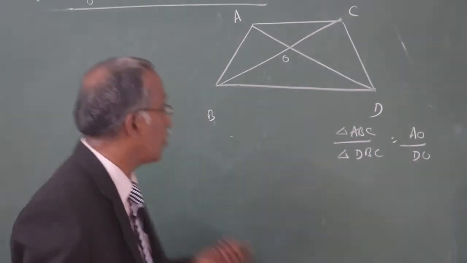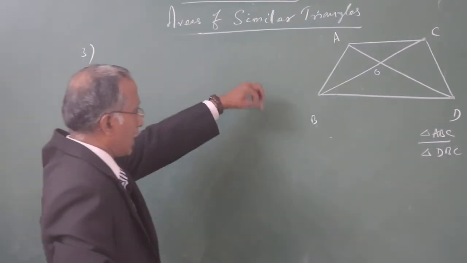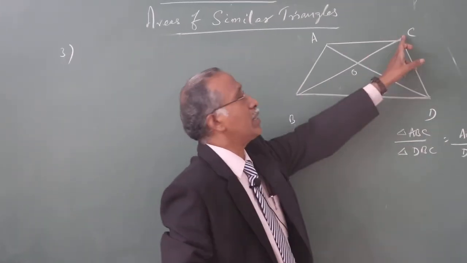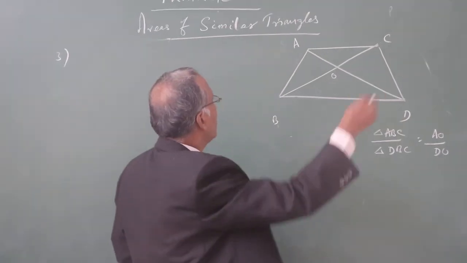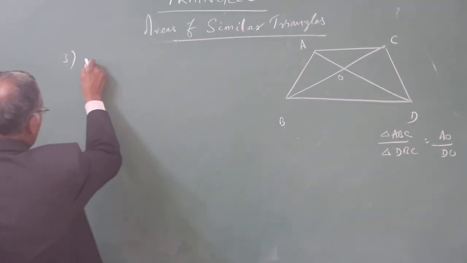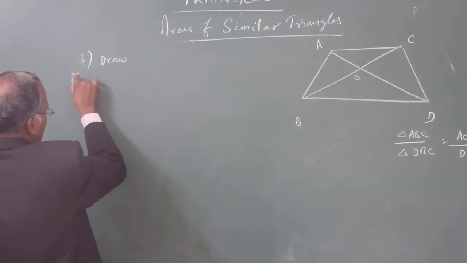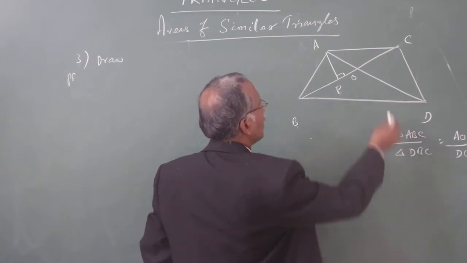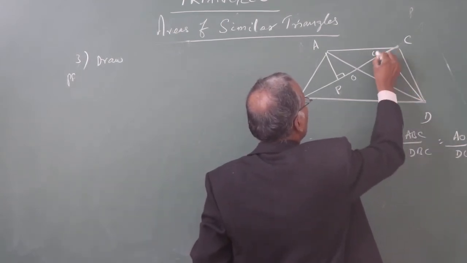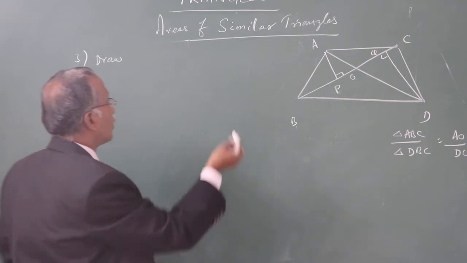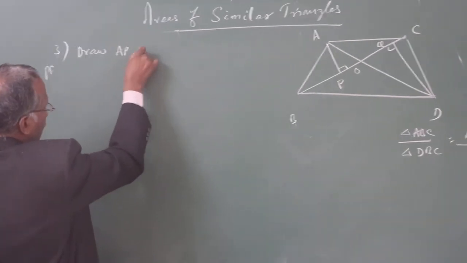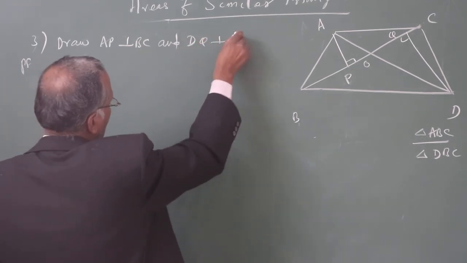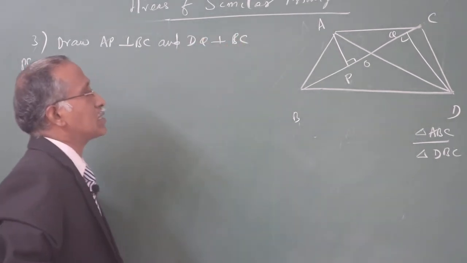Now, what do you have to do? Very clear, they have given that triangles ABC and DBC are on the base BC. What small construction do you have to do? Draw perpendiculars. Draw AP perpendicular to BC, and similarly draw DQ perpendicular to BC. We have to draw the perpendiculars here now.